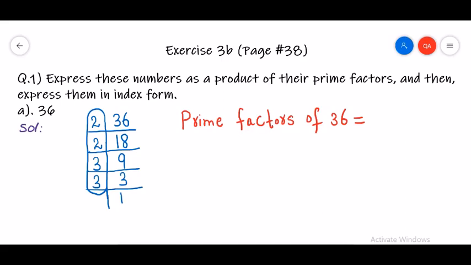If we talk about prime factors of 36, we can't write 1 here because 1 is not a prime number. So prime factors of 36 can be written as 2 multiplied by 2 multiplied by 3 multiplied by 3. In index form, we have 2 two times and 3 two times. So we will write 2 raised to the power 2 multiplied by 3 raised to the power 2. This is the required index form of prime factors of 36.